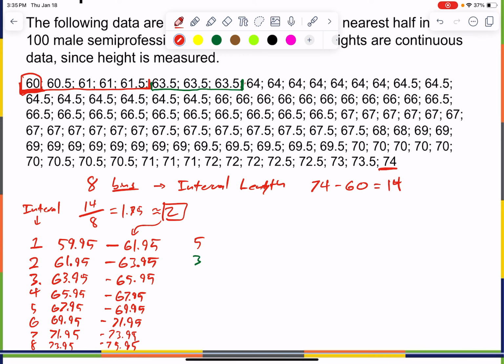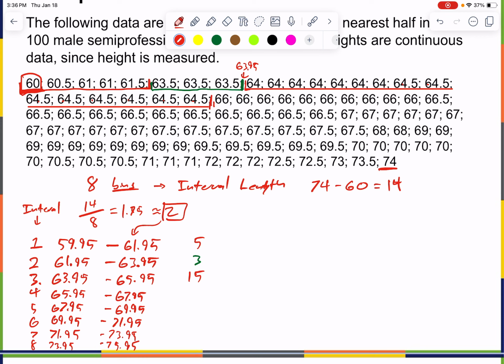The next one, 64, is within 63.95, so it's in between there. So 64, lots of 64s. I'm going all the way to 65.95. Right there. Let me erase. Whoops. There. Okay, how many is that? 1, 2, 3, 4, 5, 6, 7, 8, 9, 10, 11, 12, 13, 14, 15. Okay, so that's 15 within there.